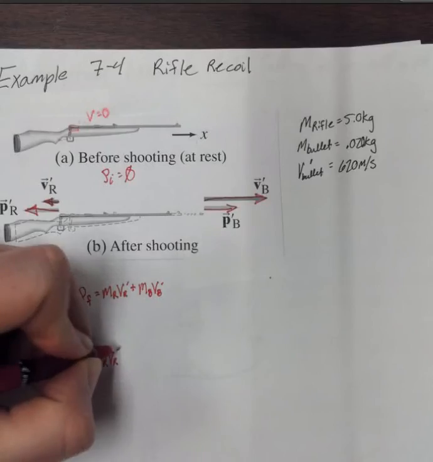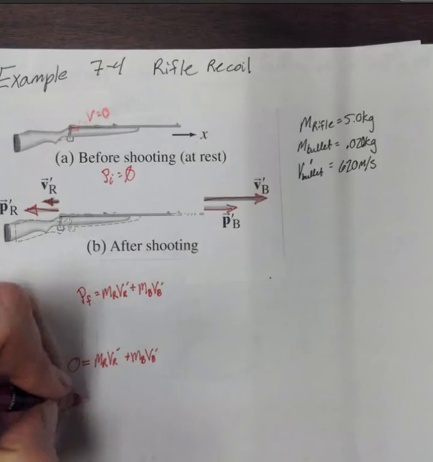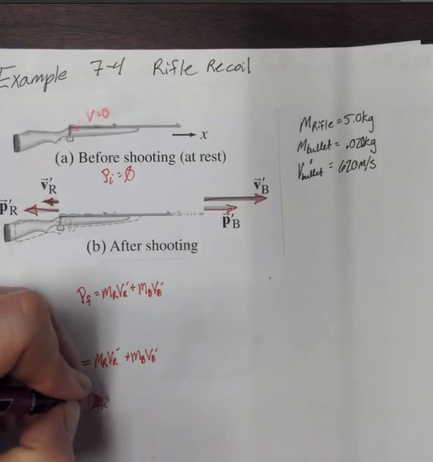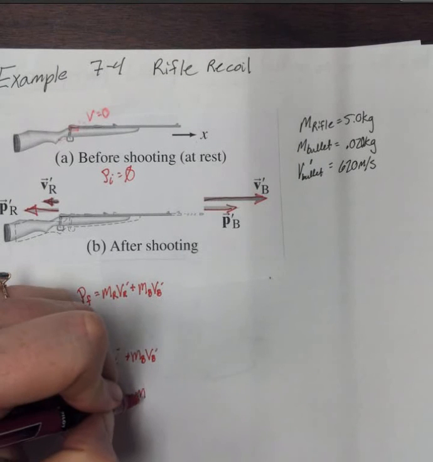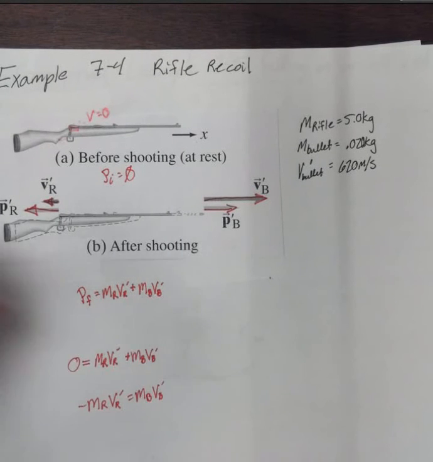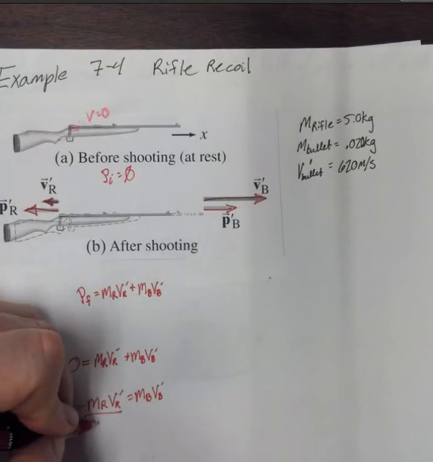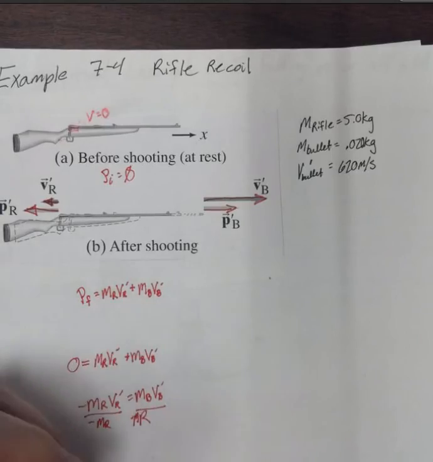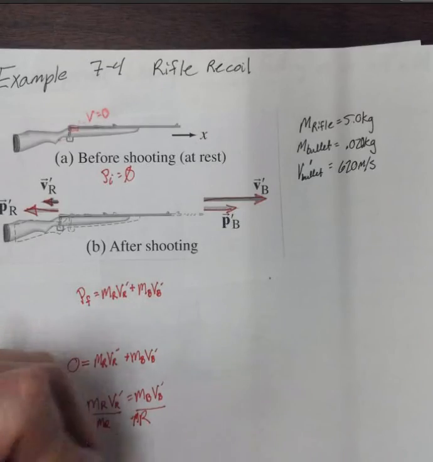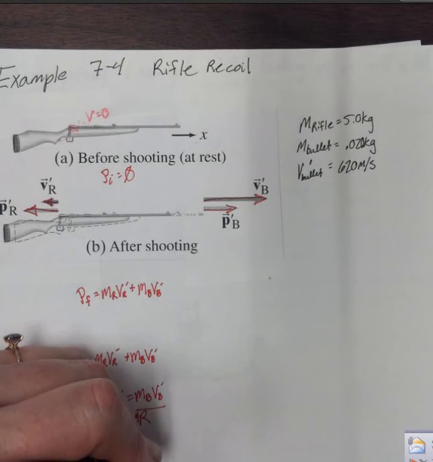So we can plug in m_r v_r prime plus m_b v_b prime, and that means that the mass of the rifle times the velocity of the rifle after the collision should be equal and opposite to the mass of the bullet times the velocity of the bullet after the collision. So if I want to know the recoil velocity, divide both sides by negative m_r, and the recoil velocity of the gun should be equal to m_b over m_r times v_b prime.